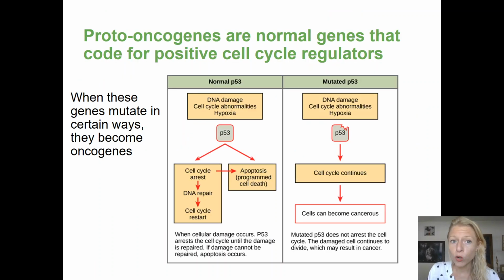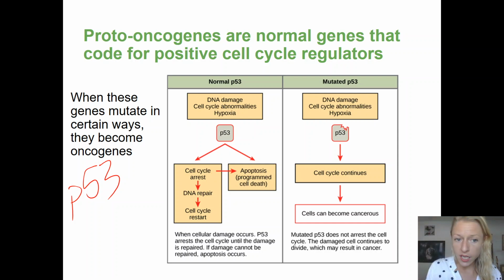There's something called proto-oncogenes that are normal genes that code for positive cell regulators. When these genes, one example is this P53, okay? When these genes mutate, they become what we call oncogenes, all right? Because they're proto-oncogenes because their disruption is what leads to cancer. Okay, so they're potentially, proto first, preliminary, they're potentially cancer-causing genes.